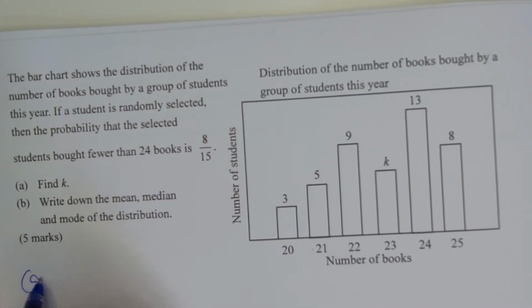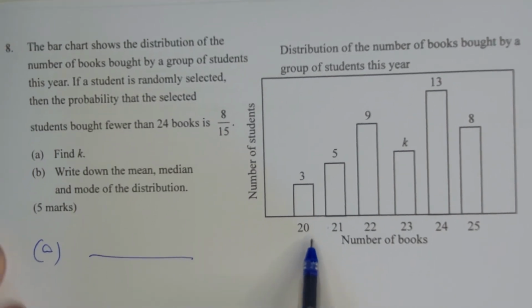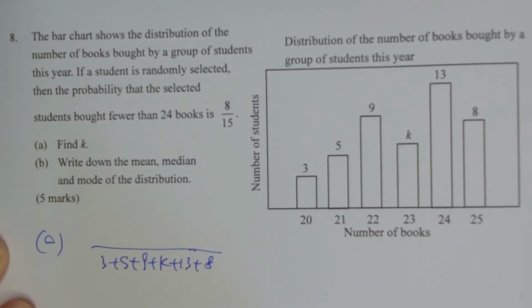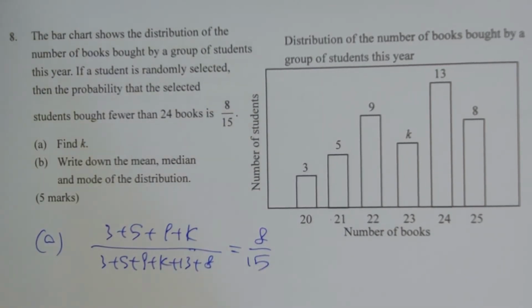So part A, we can set up the equation. Total number of students will be 3 plus 5 plus 9 plus K plus 13 plus 8. And the numerator, that is the number of students who bought fewer than 24 books, will be 3 plus 5 plus 9 plus K, equals 8/15. That's the equation you can set up.